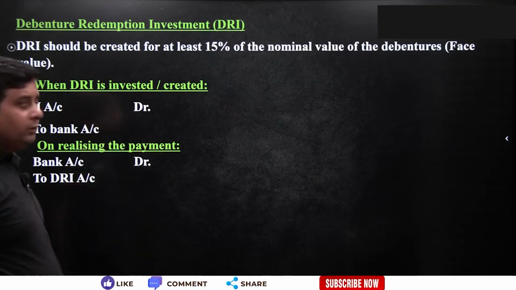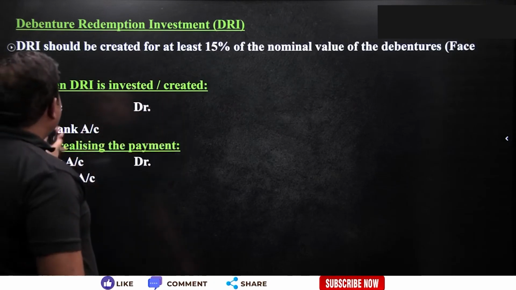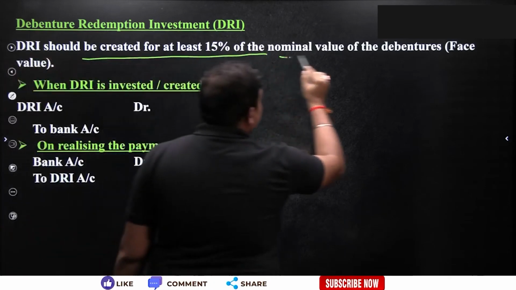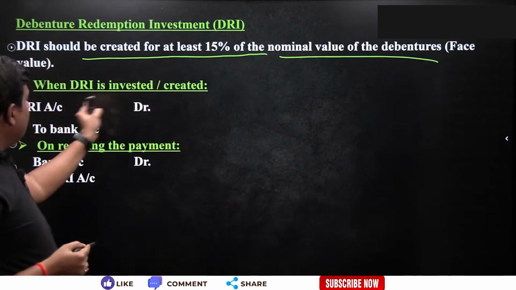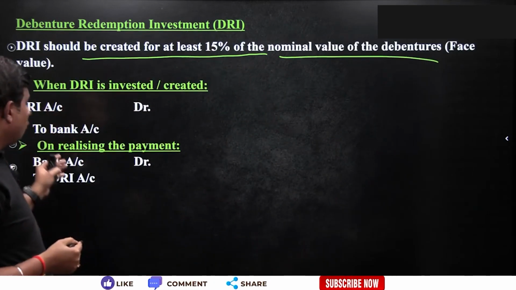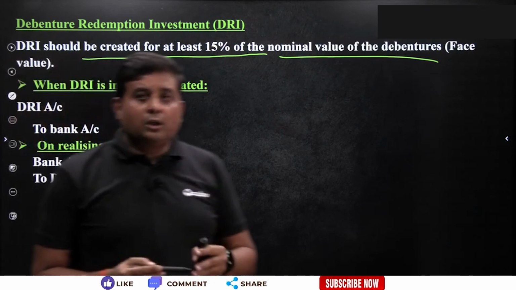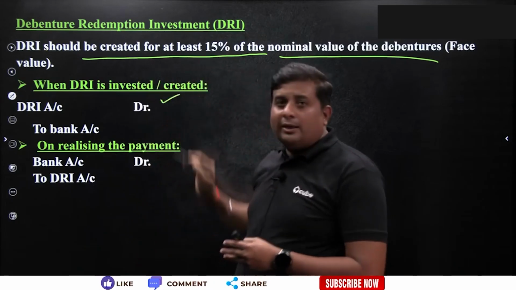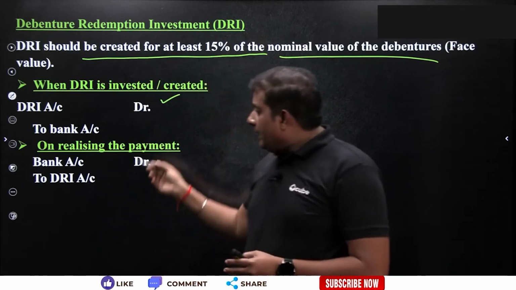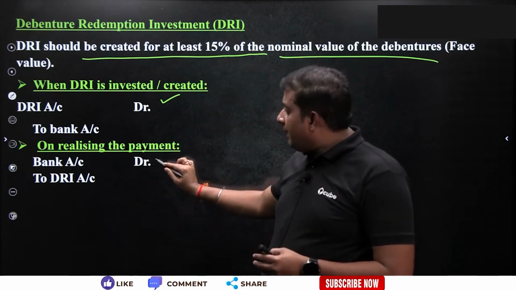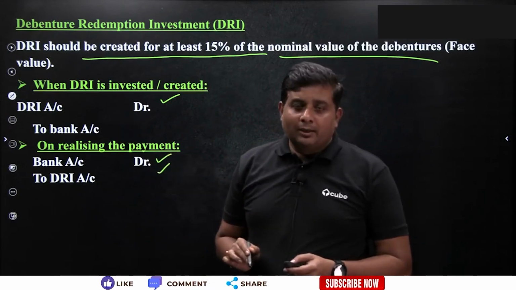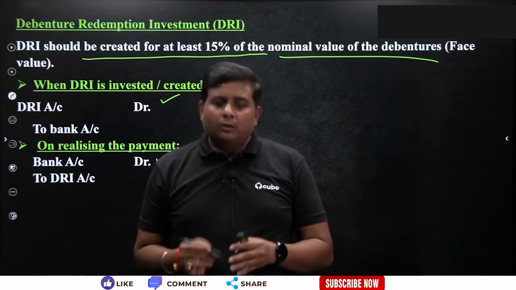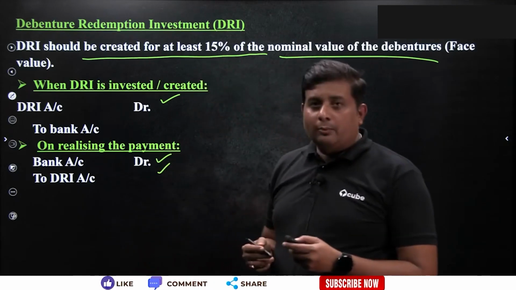We are talking about the DRI separately also. So debenture redemption investment: DRI should be created at least 15% of the nominal value of the debentures, the face value. When DRI is created, whenever we make some investment on account of DRI, the entry should be debenture redemption investment account debit to bank account. And at the time of realizing the payment, the entry should be bank account debit to debenture redemption investment. Yes, this debenture redemption investment also collects some interest. For that, we will definitely talk about that also.